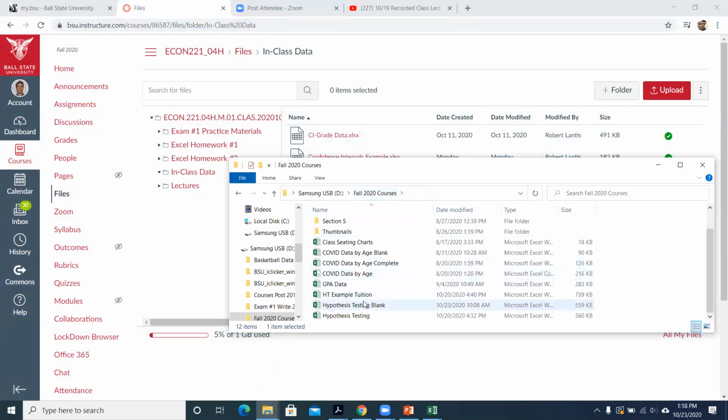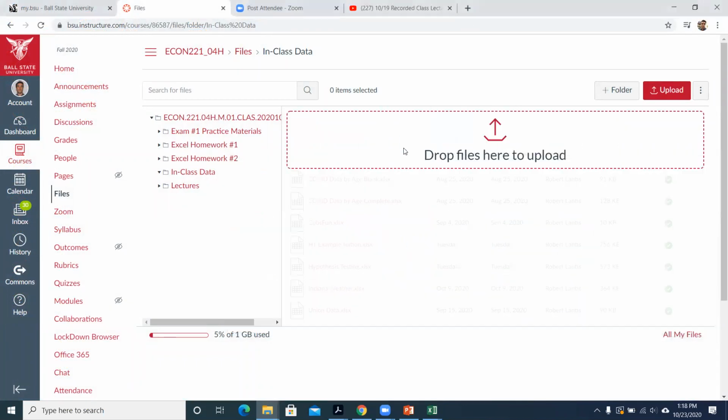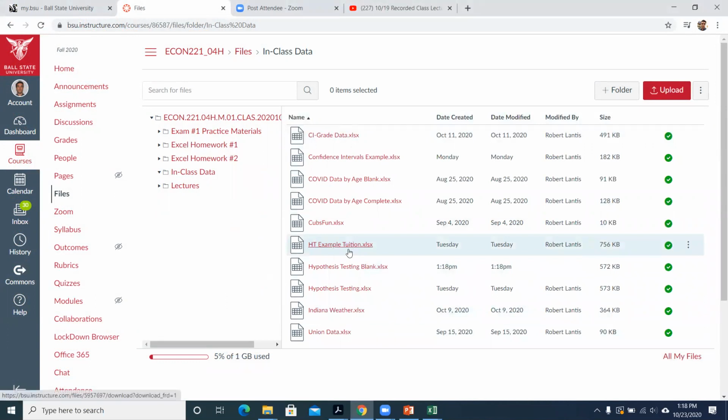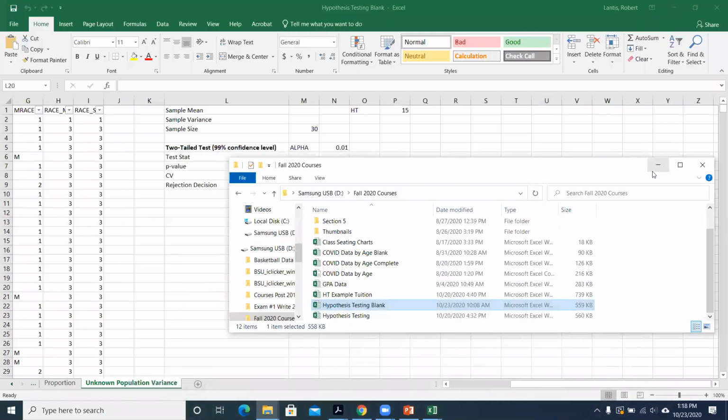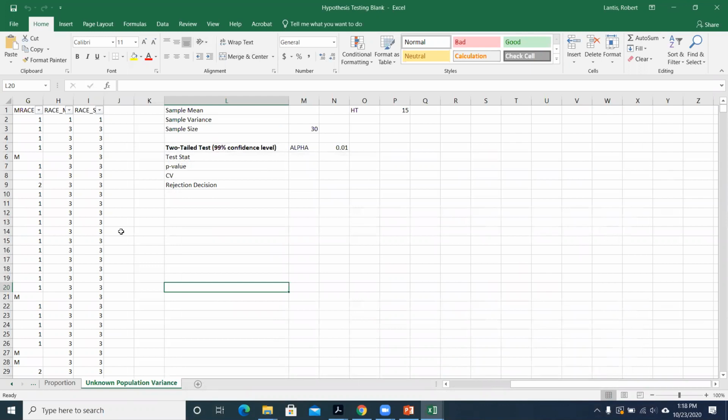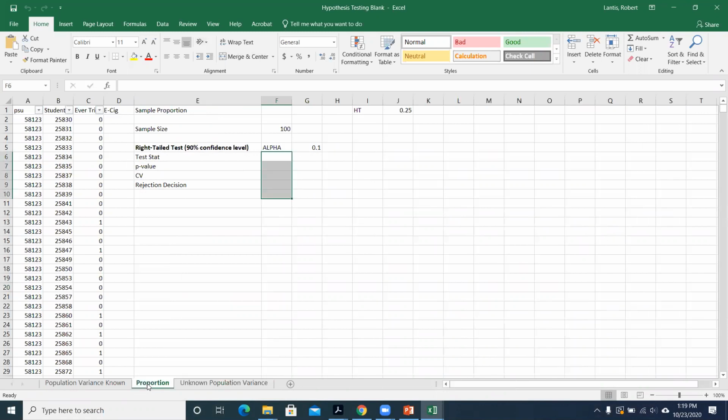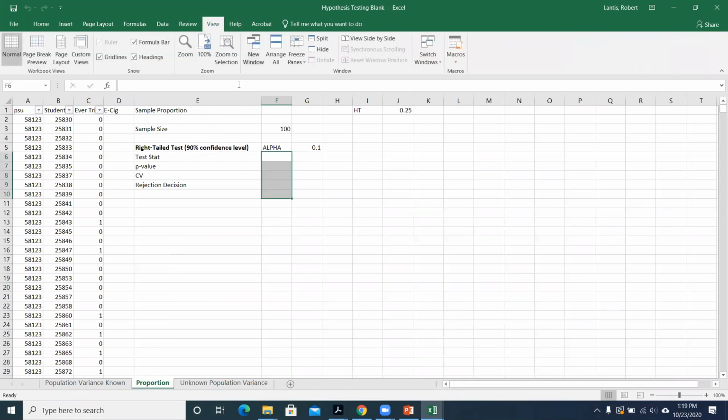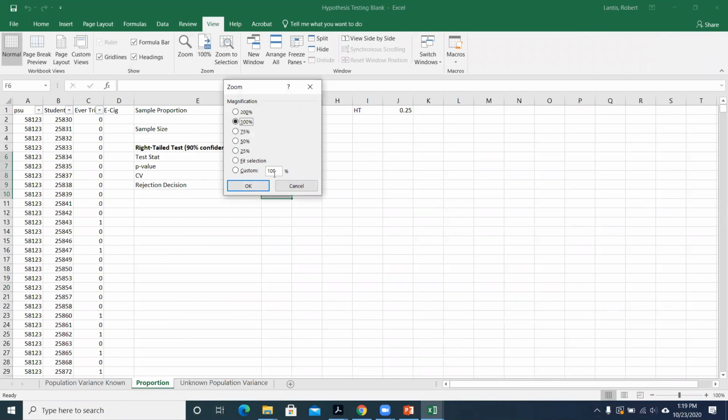So if you want to work along with me, you can use this hypothesis testing blank file. After we've gotten through everything, not just today but also some work that we'll do next week, the hypothesis testing file will have everything filled in. Since we're doing proportions, let's start out with a proportion example, so we can keep some continuity here. I'll zoom in a little bit so we can see everything.